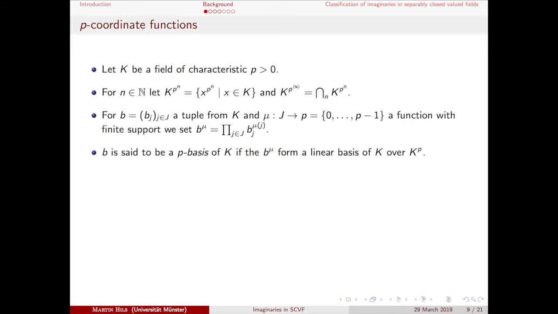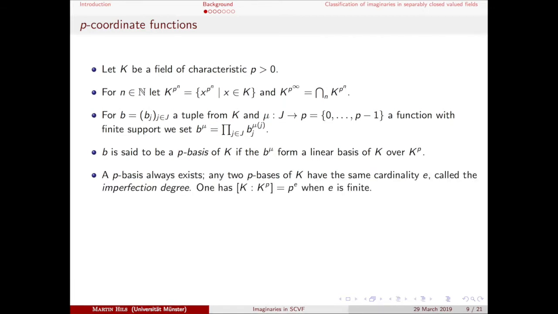So we are in the realm of p-dependence, p-bases. I suppose you are familiar with this, of course. So a p-basis always exists, and any two p-bases have the same cardinality, e, which is called the imperfection degree. So somehow you have a matroid coming from p-dependence, and you have everything: basis, dependence, independence, freeness, and so on. If this imperfection degree is finite, then the field degree [K : K^p] is just equal to p^e.